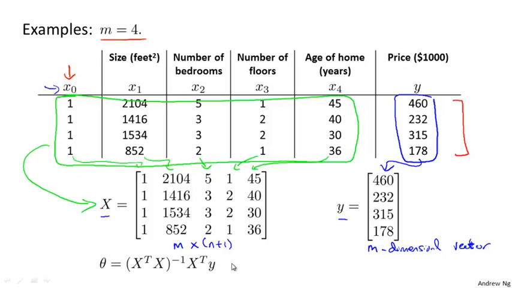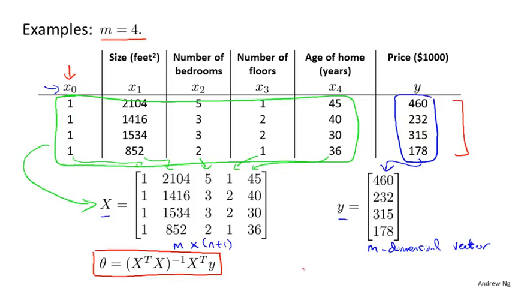Finally, if you take your matrix X and you take your vector Y, and if you just compute this and set theta to be equal to X transpose X inverse times X transpose Y, this will give you the value of theta that minimizes your cost function.